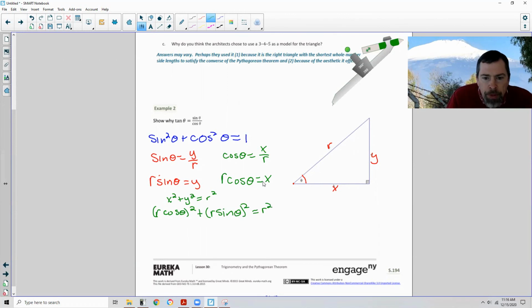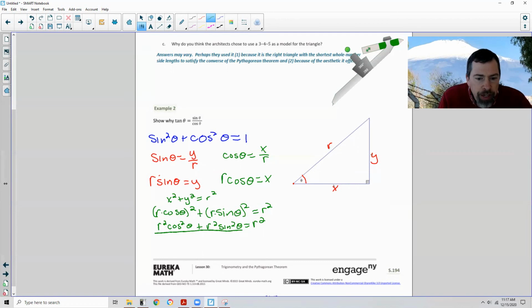So what did I just do? X is R cosine theta, so I substituted in for X and it's still squared. Y is R sine theta, and I substituted that in and it's still squared. And we need to distribute, because this is multiplication here, R times something. So both things need to get squared. So if I distribute this squared, I would get R squared cosine squared theta plus R squared sine squared theta equals R squared. Now there are two terms on the left both with a factor of R squared in them, and there's an R squared over here.